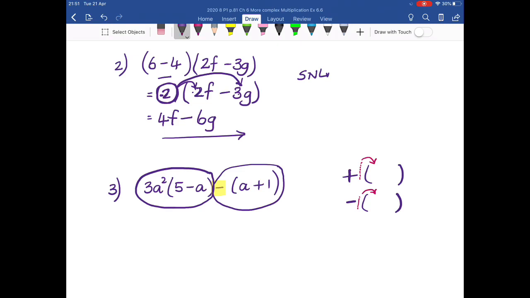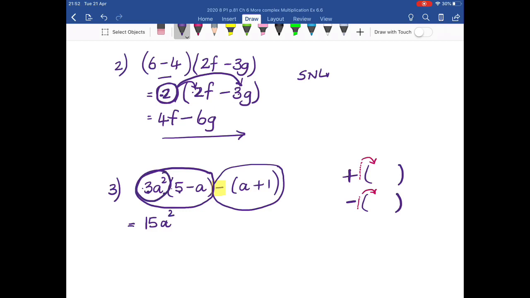Right, so let's look at the first bracket. When I multiply, remember there's an invisible multiplication sign there. I do signs, numbers, letters. So positive multiplied by positive is positive. Now I do the numbers. 3 times 5 is 15. And I merely have my a squared.